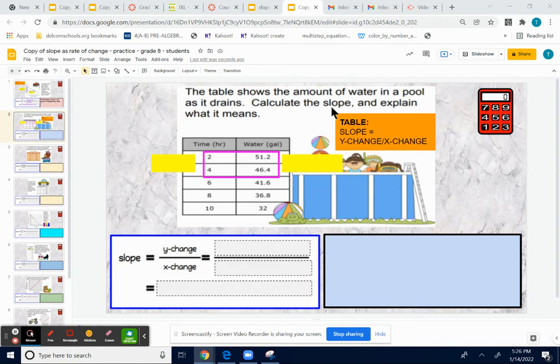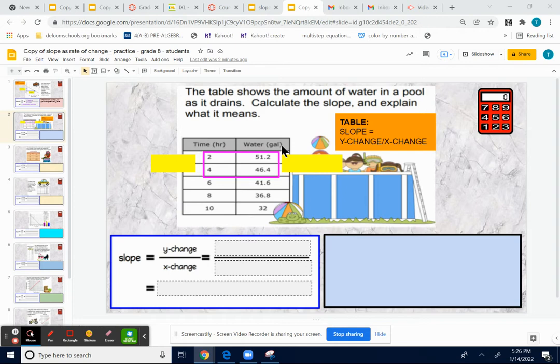Now when you have a data table, instead of using rise over run, you want to use y change over x change. The y values are typically the numbers on the right side of your data table. The x values are on the left side. Sometimes you don't see an x and a y sitting there, but that's what it means.